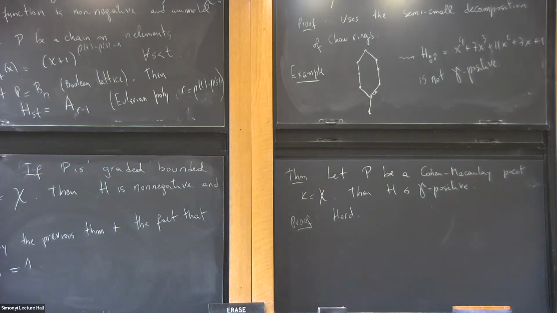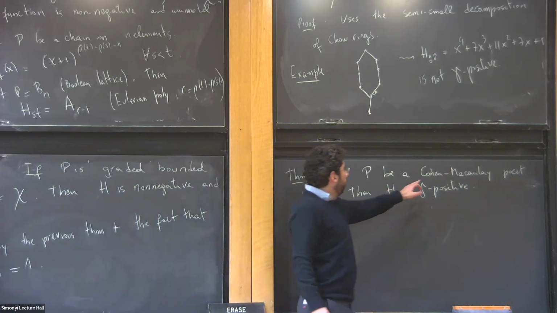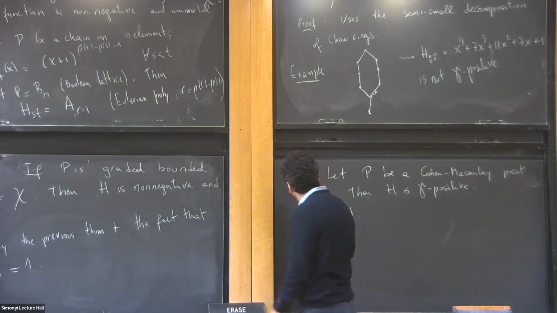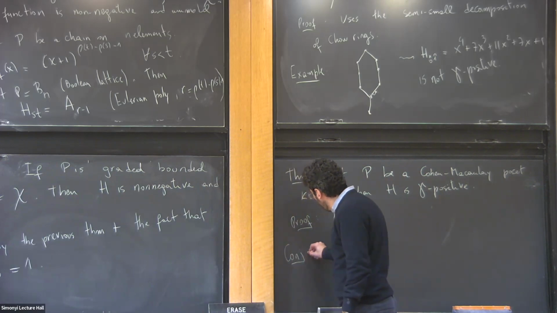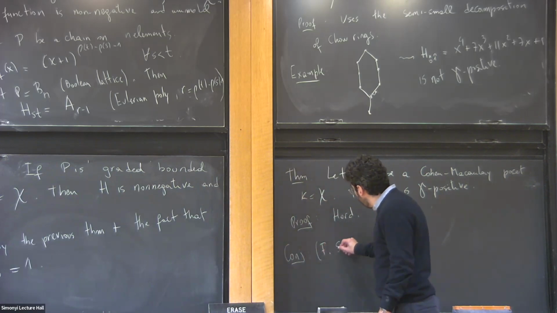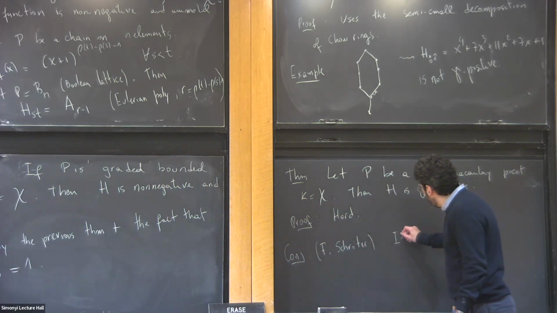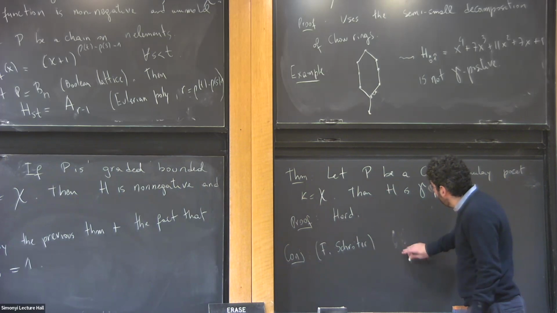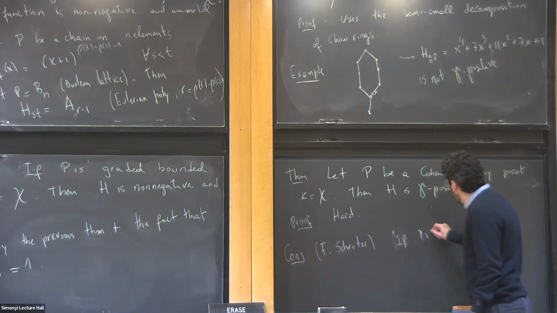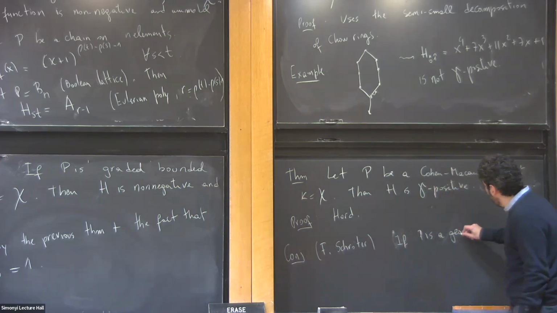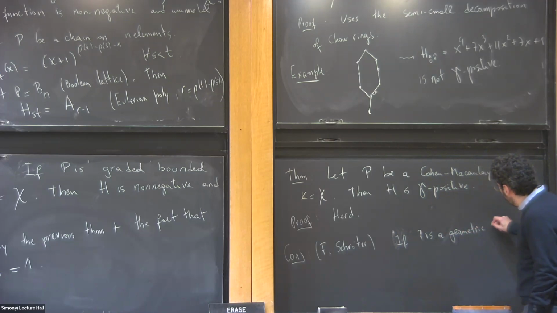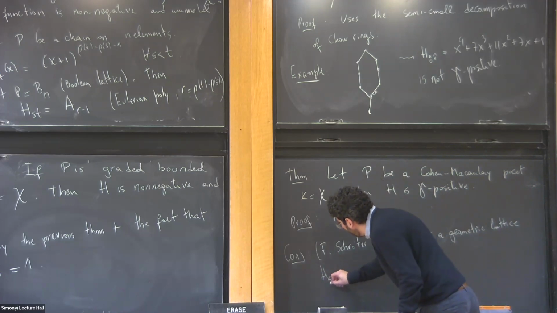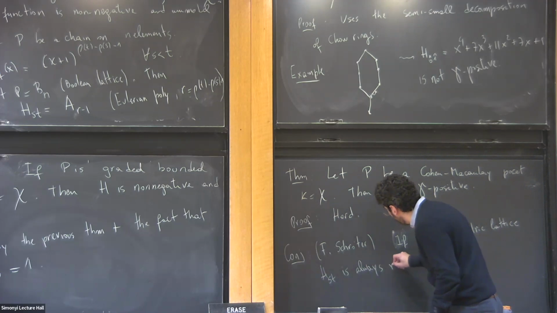And yeah, there is a conjecture that was posed by myself and Benjamin Schröter that if P is a geometric lattice, H is always real rooted.